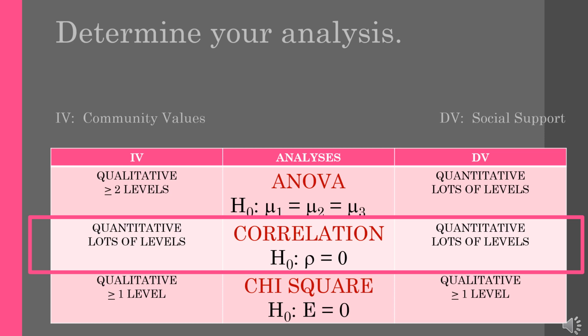And if we have a quantitative independent variable, community values, and a quantitative dependent variable, social support, we need to use a procedure called correlation. The null hypothesis for a correlation statistic, testing that statistic, is that rho, that looks like a P, but really it's a Greek R, because remember parameters are labeled in Greek letters. The null hypothesis is that the correlation, the population correlation rho, is equal to 0. And we're going to have to test that.